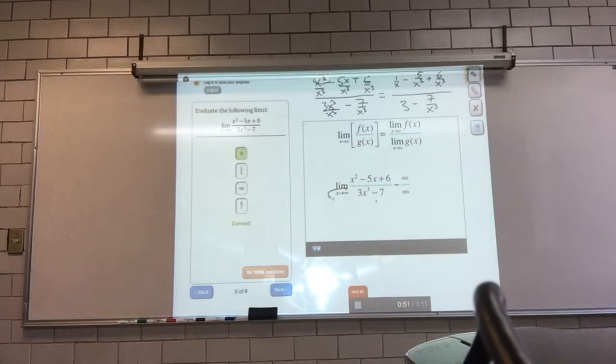Now what happens when x goes to infinity? Well, this is going to go to 0, that's going to go to 0, that's going to go to 0, the 3 is going to be left alone, and this term is also going to go to 0. So we're left with 0 over 3. So this limit ends up being 0.